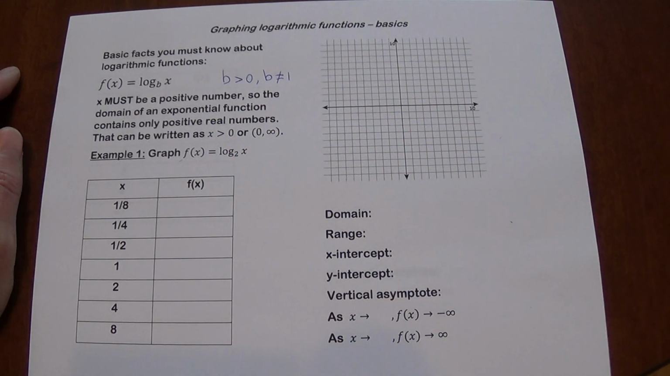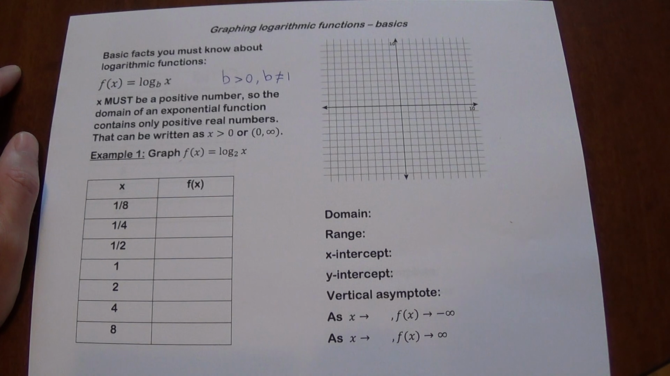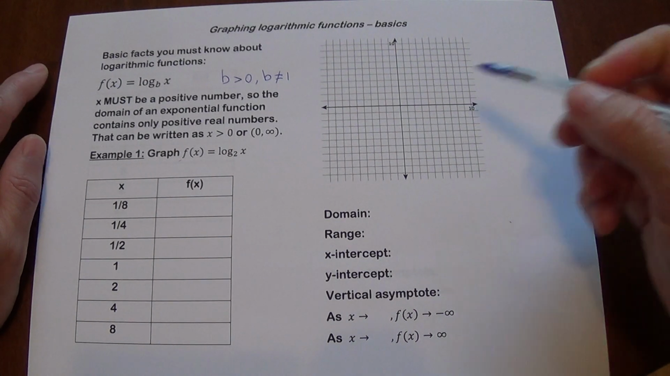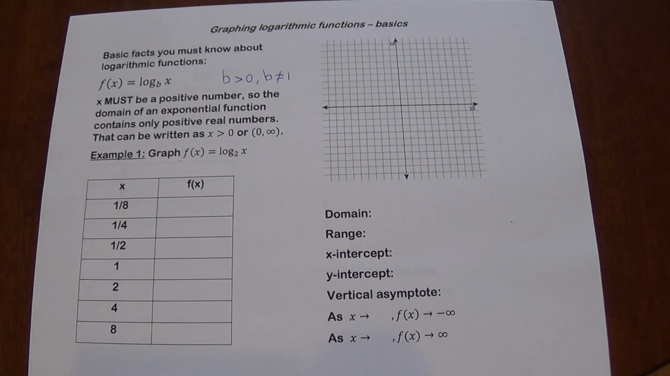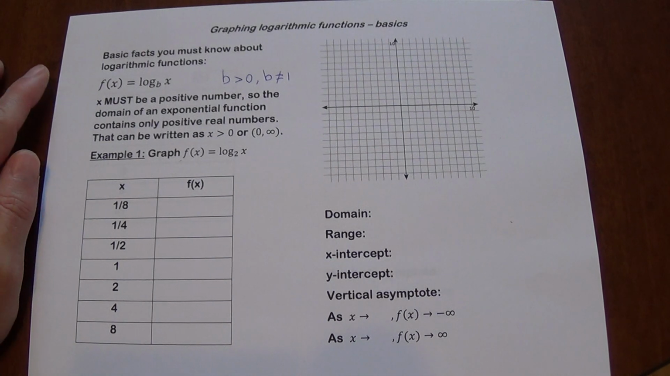So let's start with this first function, f of x equals log base 2 of x. Now, I picked certain values. The reason I used those values and not other values is because these numbers are powers of 2. Because the base is 2, to make things easy to evaluate without using a calculator and make it easier to graph, it's going to be easier to use powers of 2.